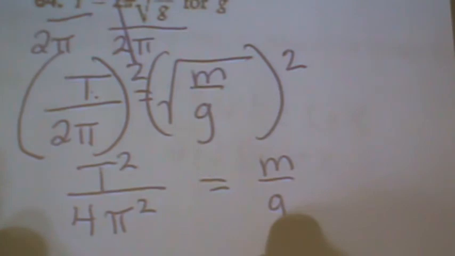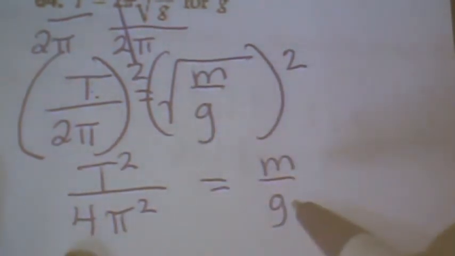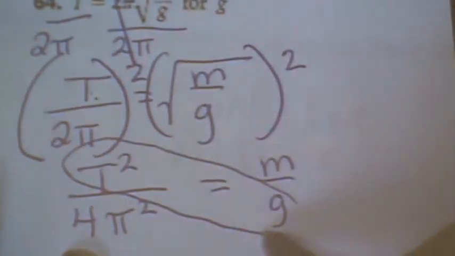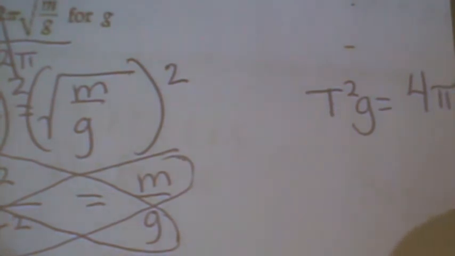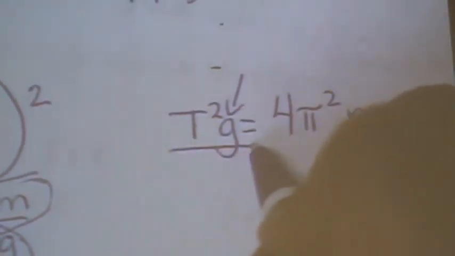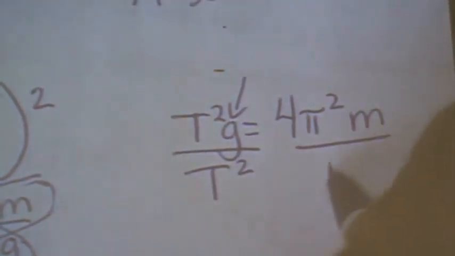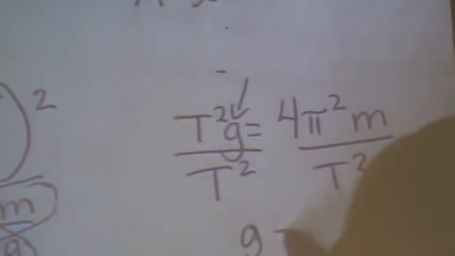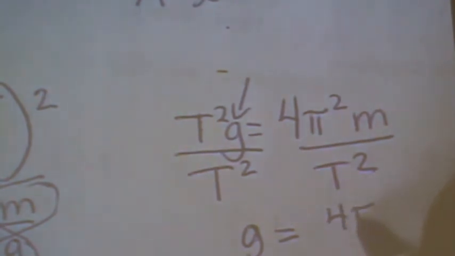Now, I want to get G up on top by itself. The easiest thing to do would be to cross multiply. So you have T squared G equals 4 pi squared M. Now, how do I get G by itself? So G is equivalent to 4 pi squared M over T squared.